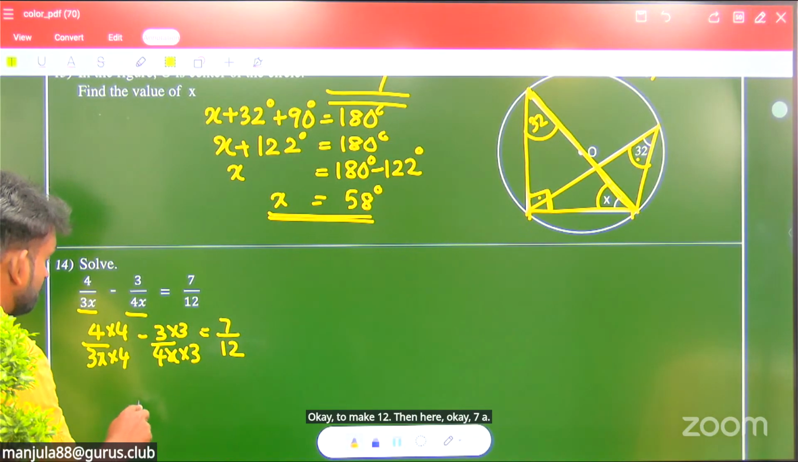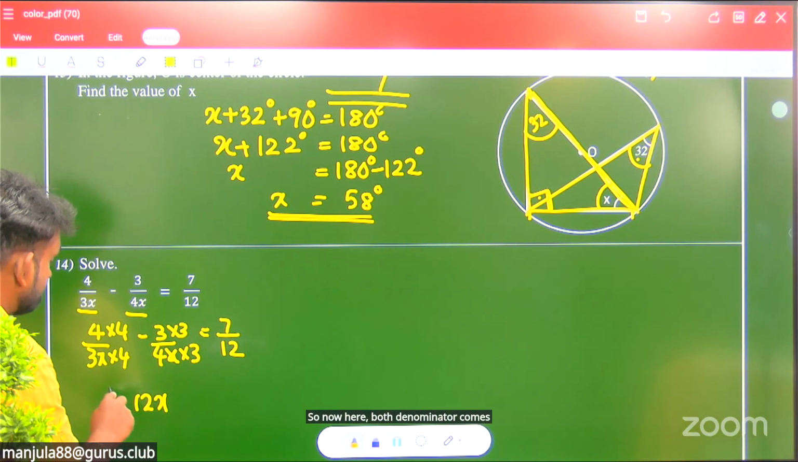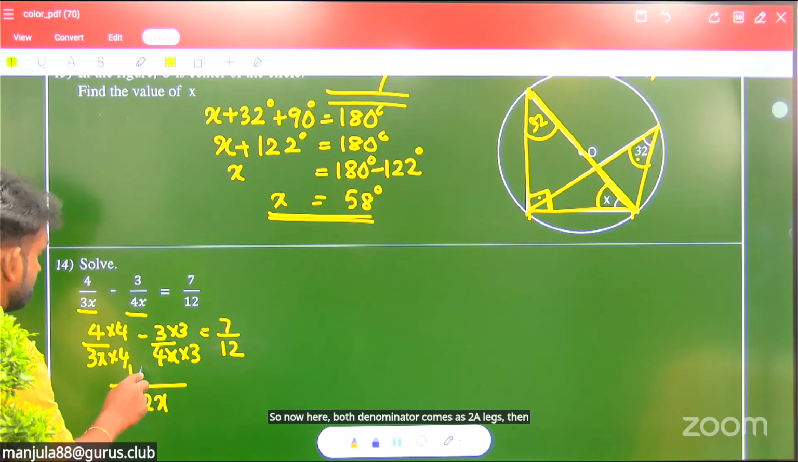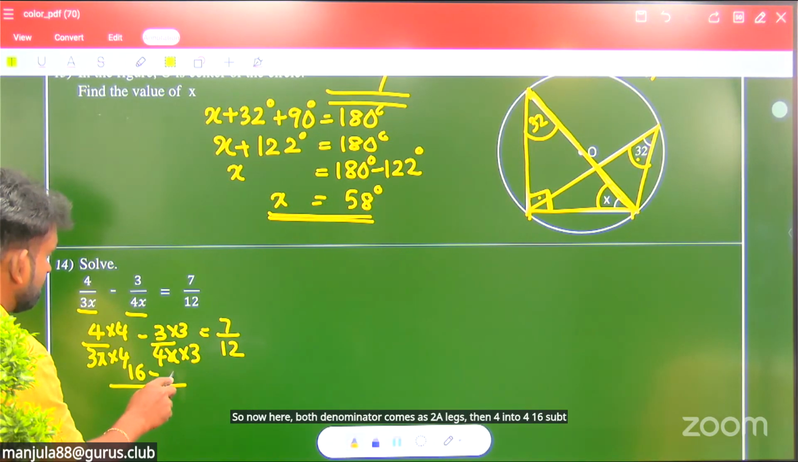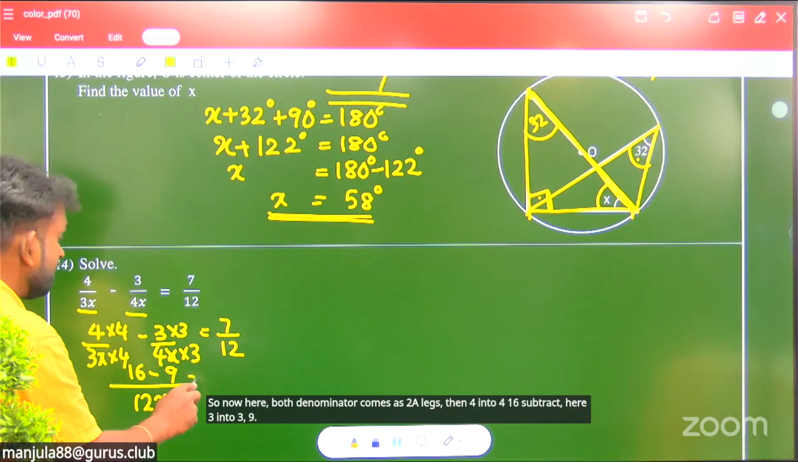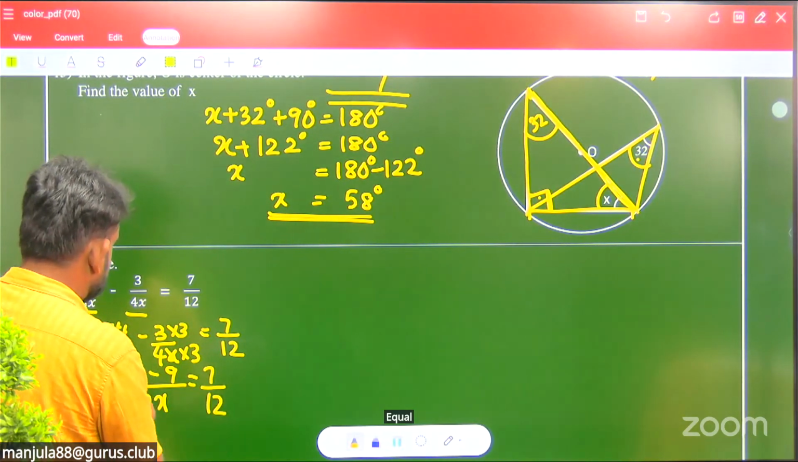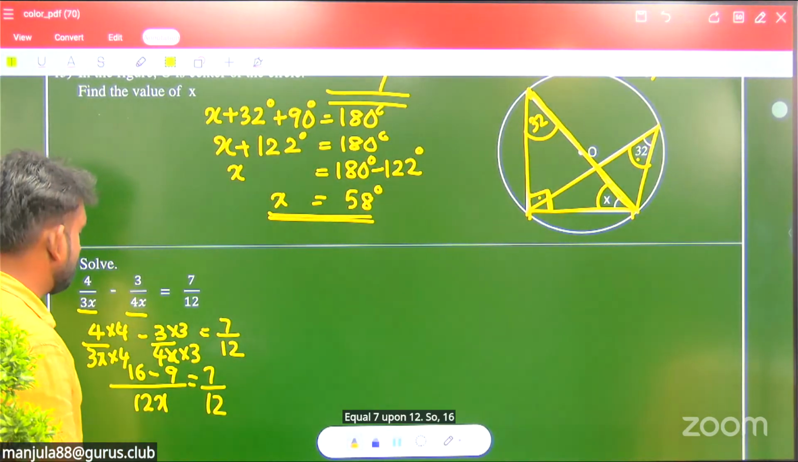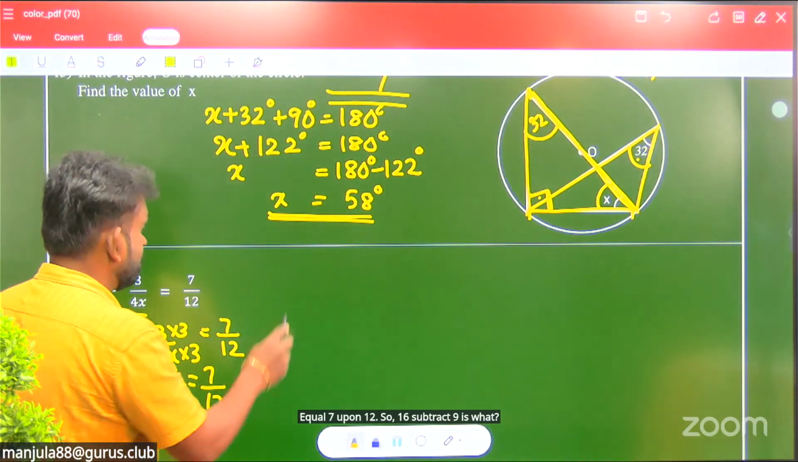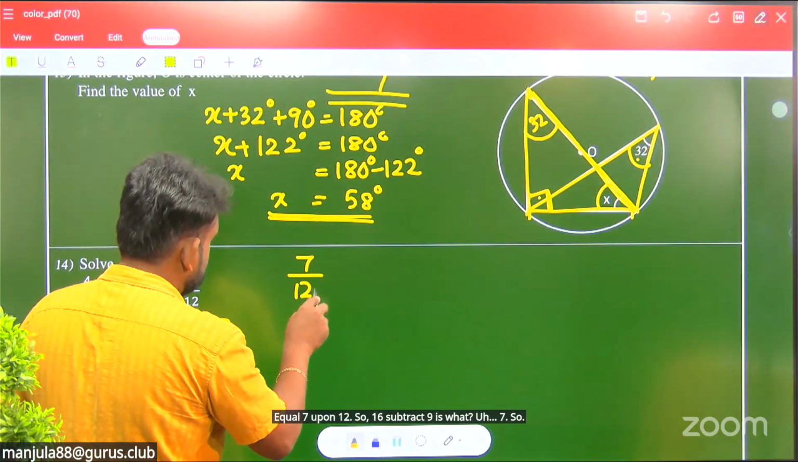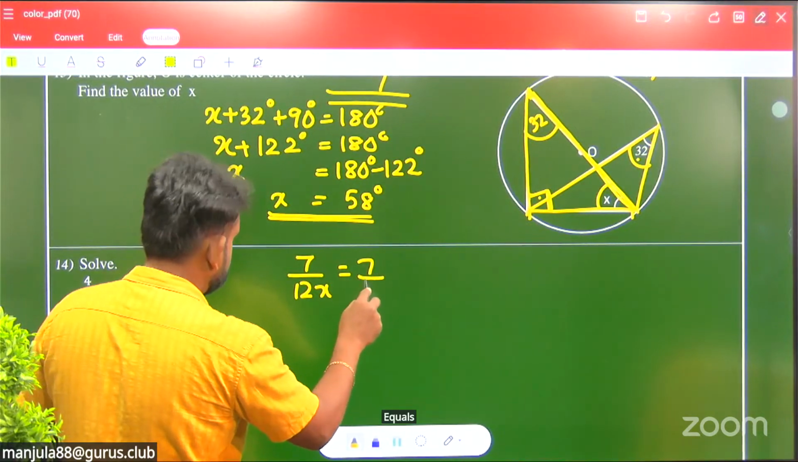So now both denominators come as 12x. Then 4 into 4, 16, subtract 3 into 3, 9, equal to 7 upon 12. So 16 subtract 9 is what? 7. So 7 upon 12x equals 7 upon 12.